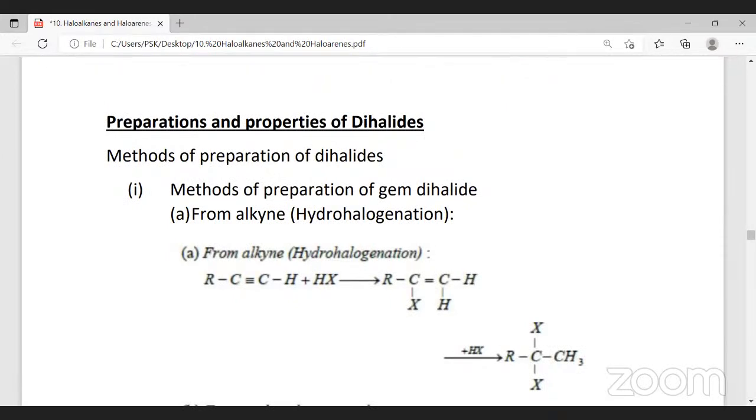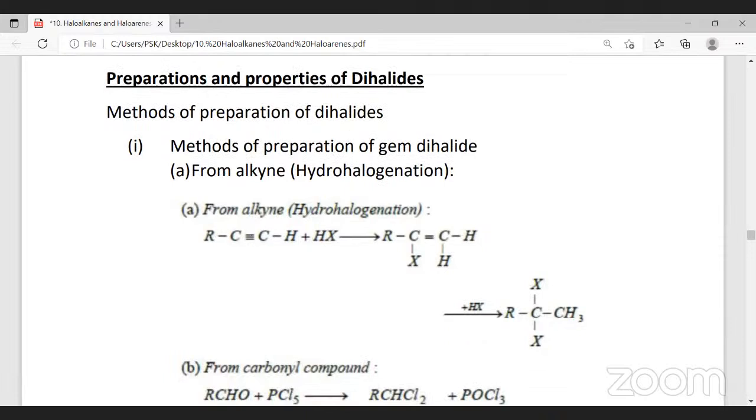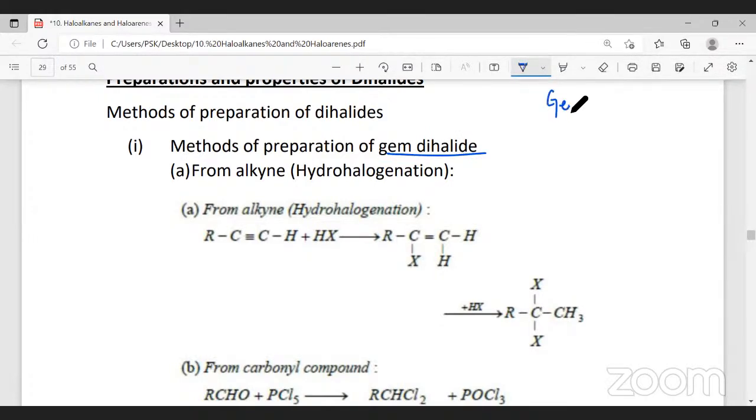The next concept we will learn is the preparation of dihalides. How do you prepare dihalides? We were talking about monohalides so far. Now, how do we prepare dihalides? Very little weightage is given to the preparation of dihalides in your syllabus. Anyways, we will learn. The first method is from geminal dihalide. What do you mean by geminal dihalide? Methods of preparation of geminal dihalide.